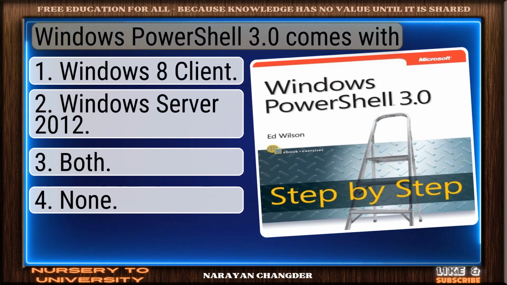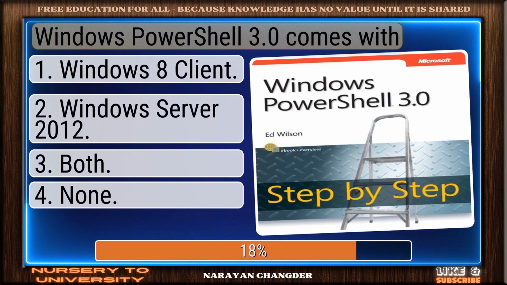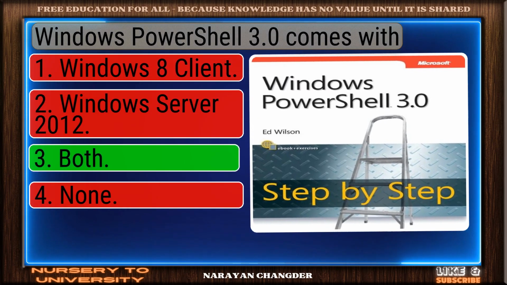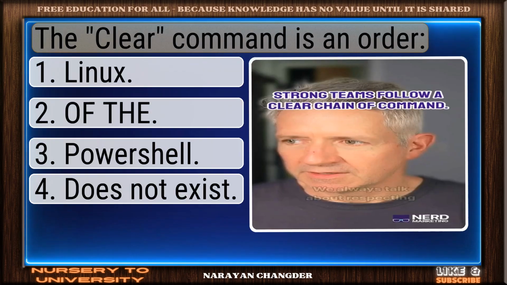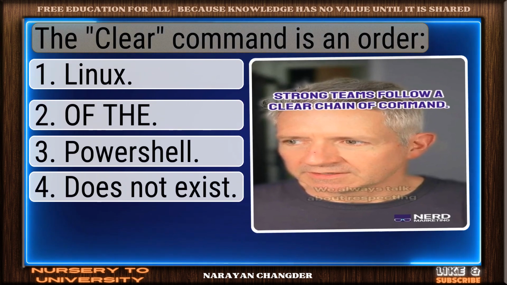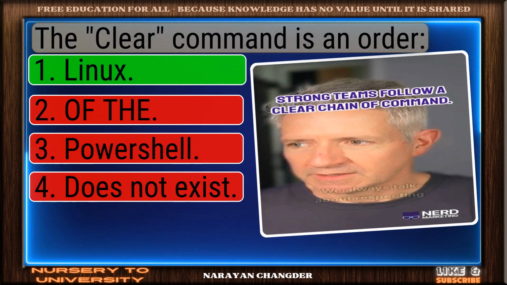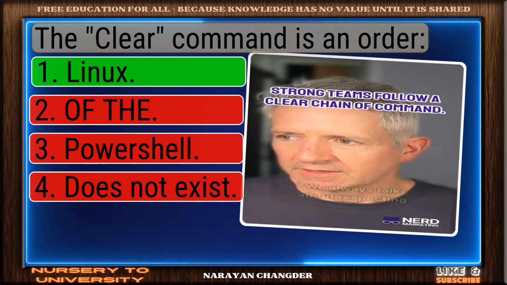Question number 72. Windows PowerShell 3.0 comes with? You're right. Both is the correct answer. Question number 73. The clear command is an order. Right choice. Linux is the best answer.